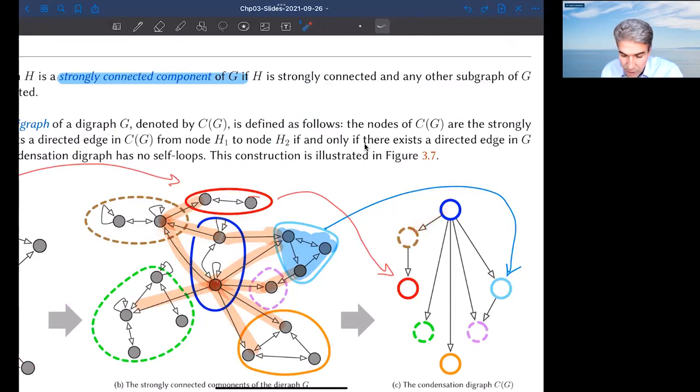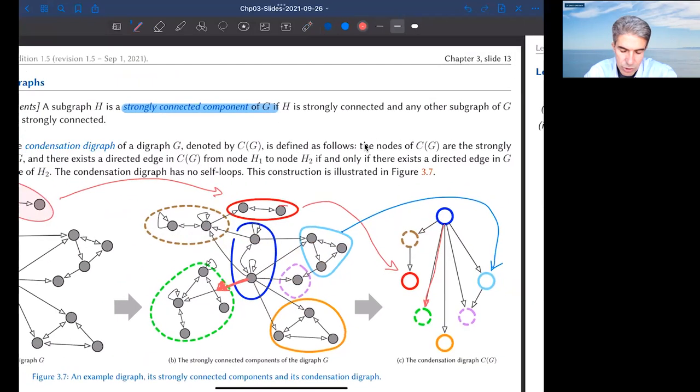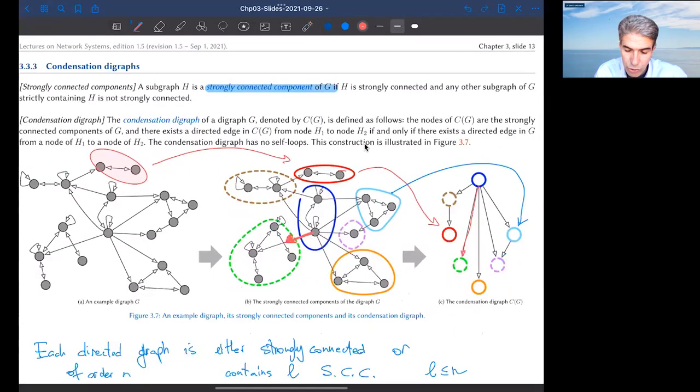And then let's just check. This component here on the bottom left is the green one. Notice the green one, there is an edge to the green one from the blue one. So this edge in red that is present in the original digraph gives rise to this edge here. Okay, so now we're ready for the definition. Hopefully you got the intuition.